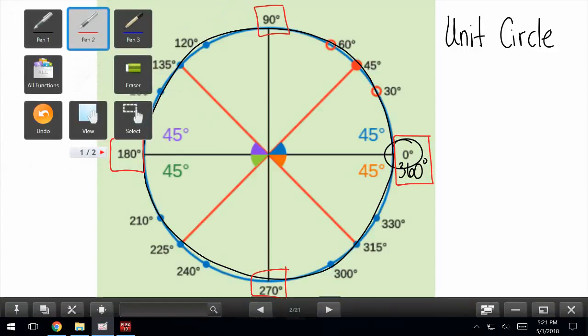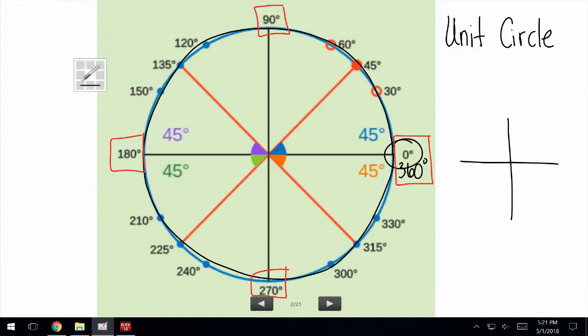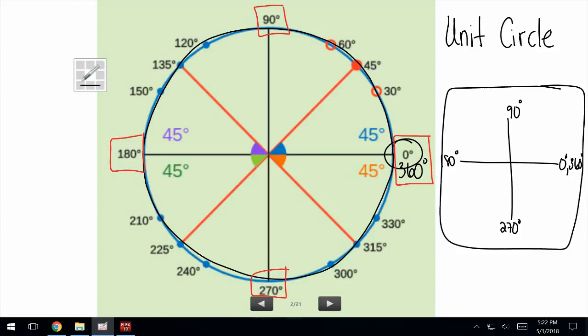So what you need to have on your paper somewhere is basically an x and y axis, just somewhere small. Go ahead and write this down. And you've got 0 degrees, 90 degrees, 180 degrees, 270 degrees, and then back around to 360 degrees. Okay, so that's the main thing that you need to have on your paper, is this piece right here, okay?